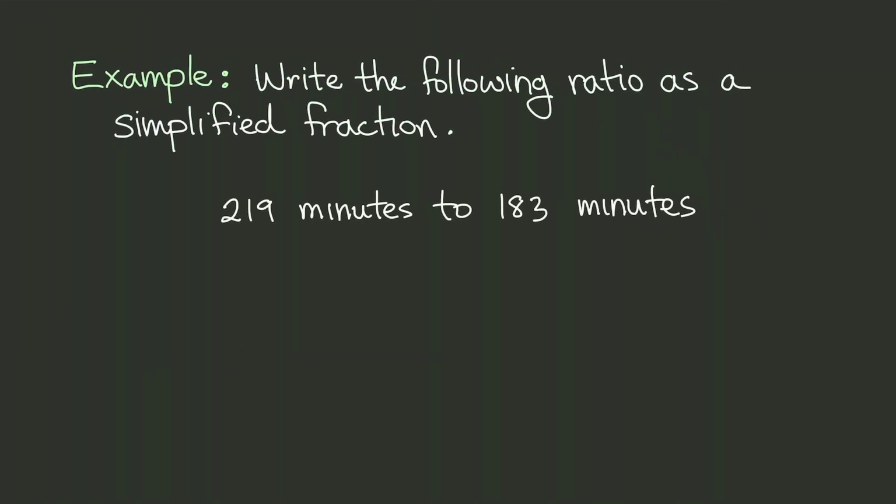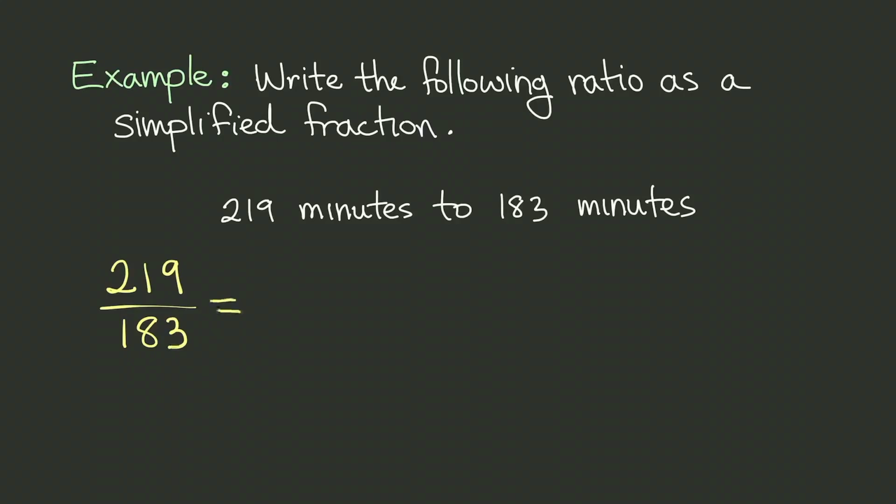In this example, we're supposed to write the ratio as a simplified fraction. With ratios, the ordering is very important. Since they mentioned 219 minutes first, that will go on the top, or the numerator of the fraction, and 183 will go in the denominator. Now we need to figure out how to simplify this, or even if it does simplify.